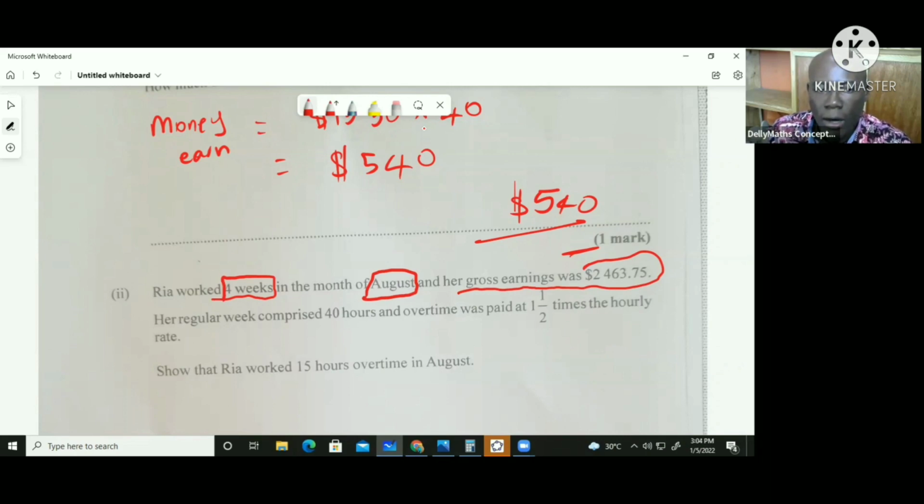Her regular week comprised of 40 hours. So she's doing a 40-hour a week job. On overtime, she's paid 1.5 times that hourly rate. All right. No problem. We want to show that Rhea worked 15 hours on overtime. So what we want to do then is to look at the fact that she worked 4 weeks. We already have 1 week pay up here. So 1 week pay was 540. So now let's look on this idea.